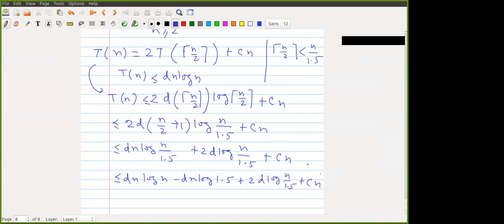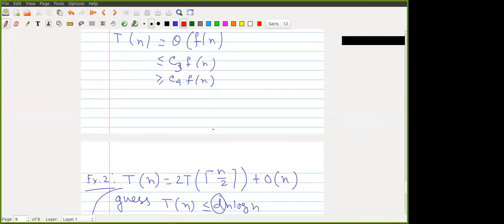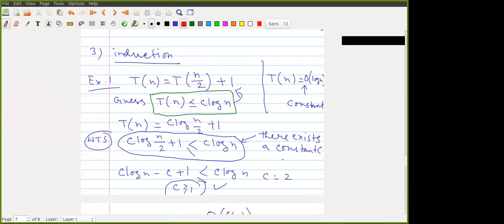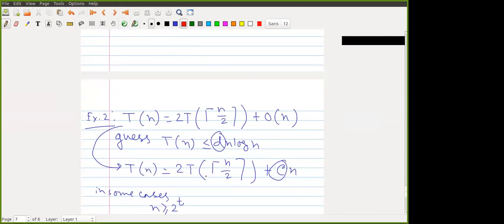Now we have to prove that this expression is less than or equal to dn log n. That is, we have to prove that there exist a c and d such that this whole expression is less than or equal to this thing. This is the same as before. Whatever we obtain after putting this in, it should be less than or equal to my original assumption. This is okay, right?